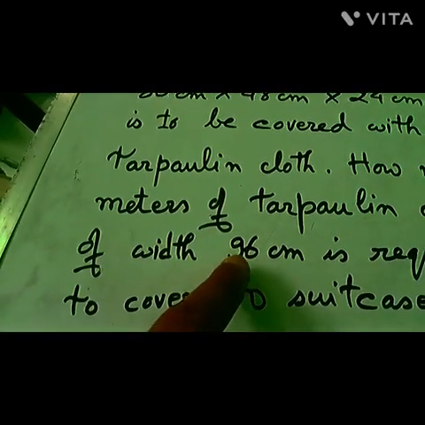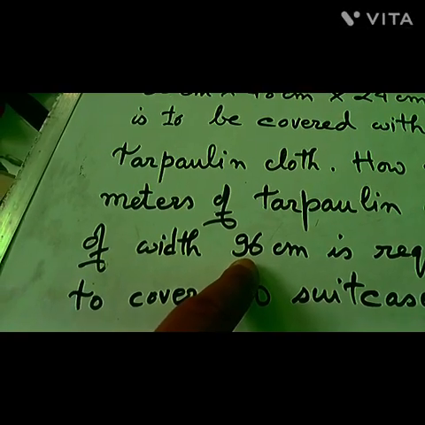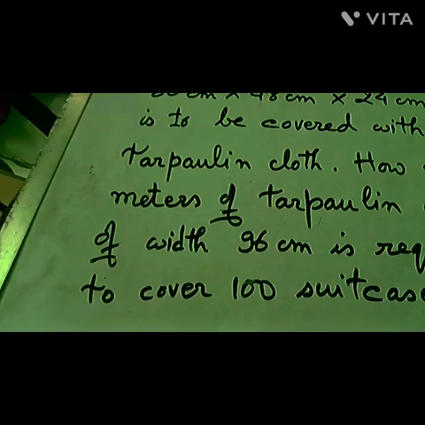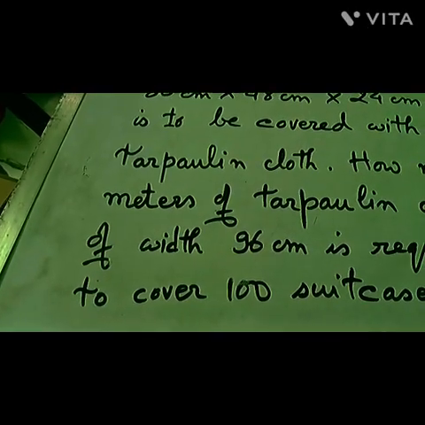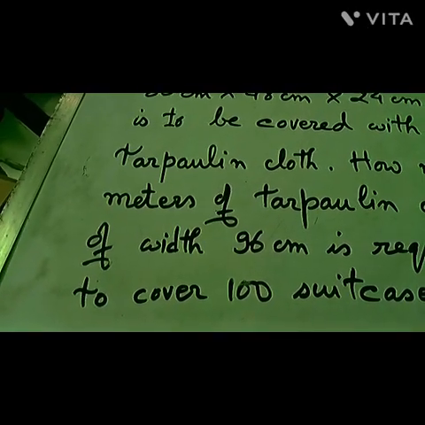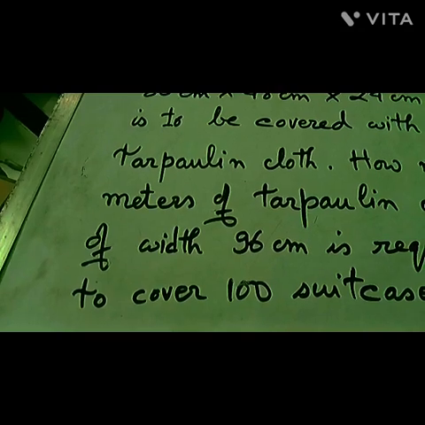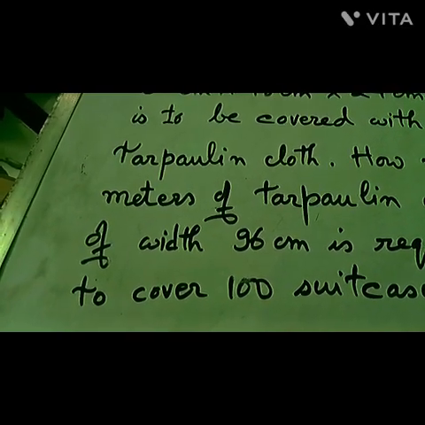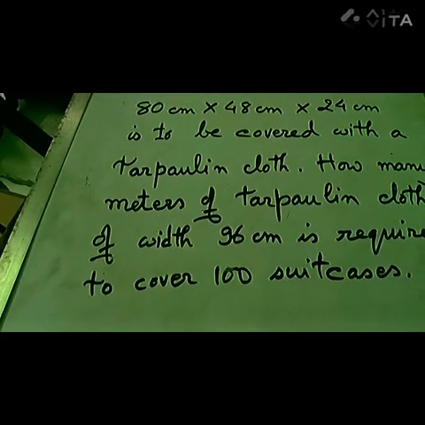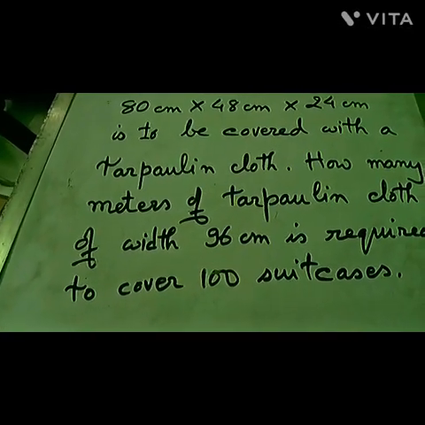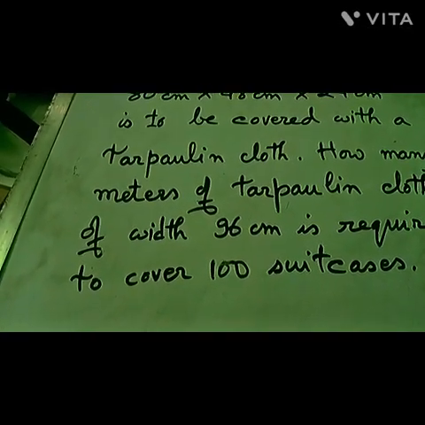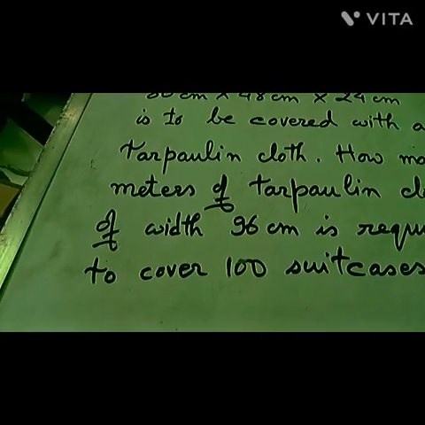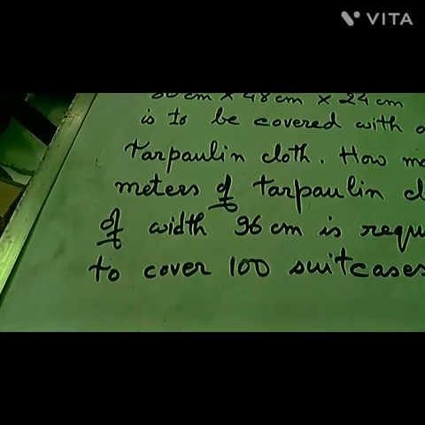Tarpaulin is having a width of 96 centimeter. So I need to find out the length. So it's a rectangle, so rectangle width is given. Length would be area divided by width to get the length, and then we will get the tarpaulin cloth in meters, that is length into breadth. So let us do it and I'll explain in detail step by step.